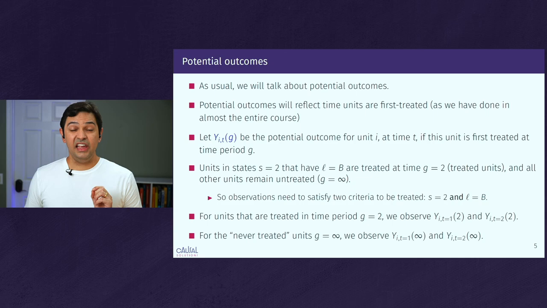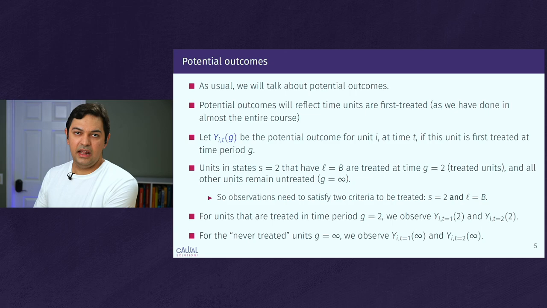So here, in order to have little g equals 2, in order for you to be actually treated, you do have to satisfy two criteria. You have to live in a state which has passed these mandates and belong to the partition of the population in which this policy is targeted. In this case, L equals B.